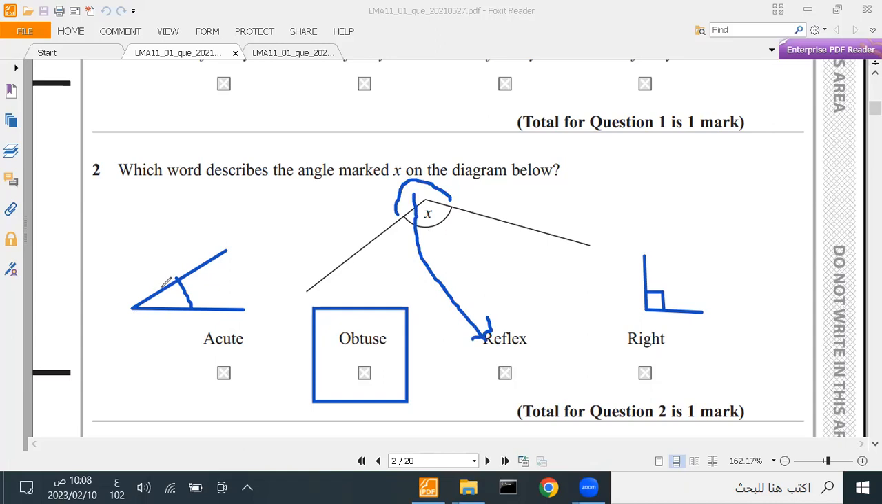So acute means smaller than 90. Obtuse is bigger than 90 and smaller than 180. Reflex is bigger than 180, less than 360. Right means 90 degrees. Okay. So I have to know the difference between them because they might change the angle. That's it. Let's move on to the next question.